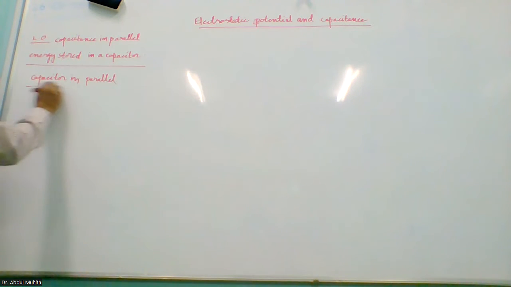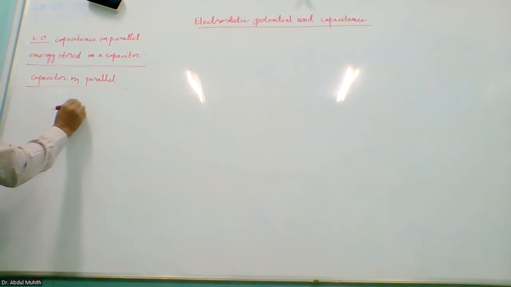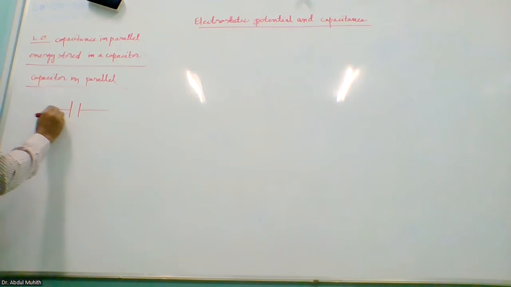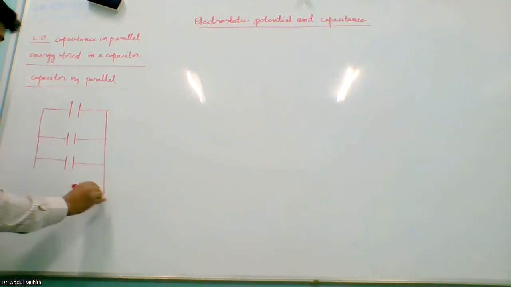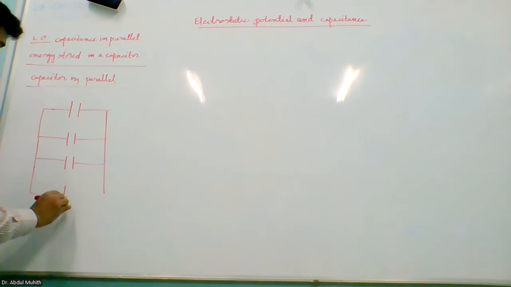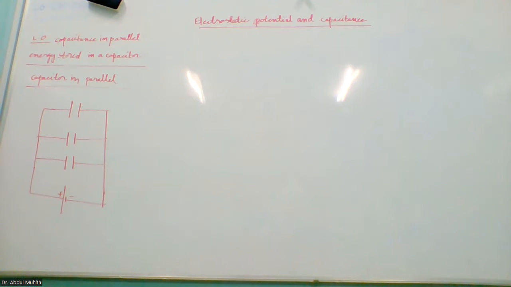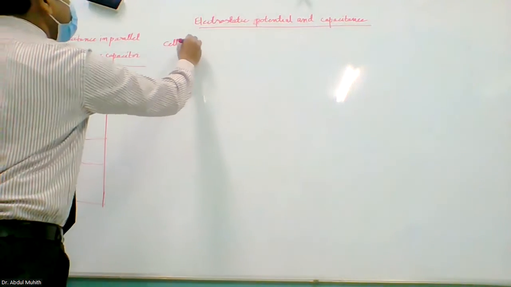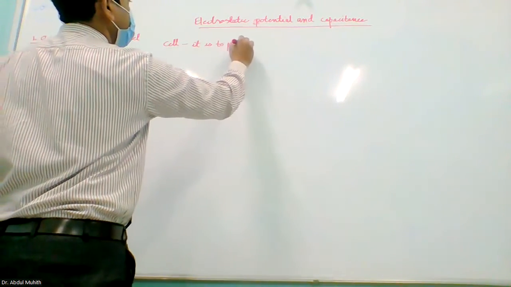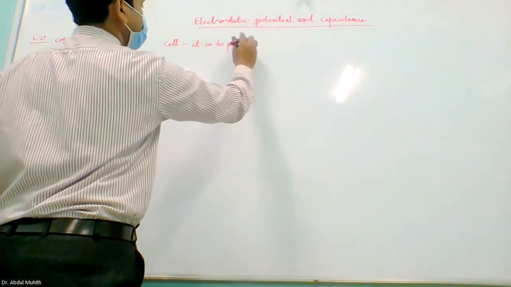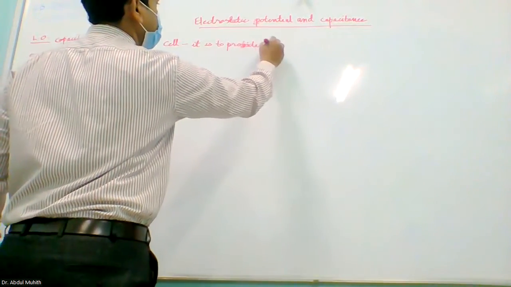So capacitors in parallel. If I am connecting one after the other, the capacitors are connected in this way, one after the other. This is a cell. A cell is not the same as a battery. What is the purpose of a cell? A cell is used to provide potential difference, PD.